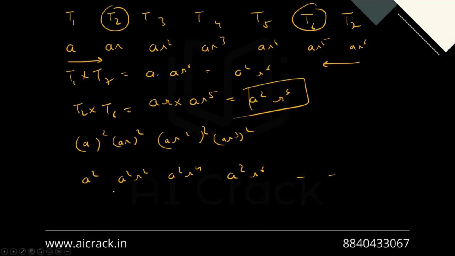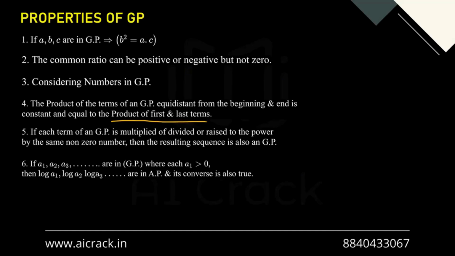Okay. Now the last property is if a1, a2, a3 are in GP where each a_i is positive, then log a1, log a2, log a3 are in AP and its converse is also true. Okay. So let's say we have five terms over here: T1, T2, T3, T4 and T5. These all are in GP. So this is a, this is ar, this is ar^2, this is ar^3, this is ar^4. Okay. Now these terms are in GP.